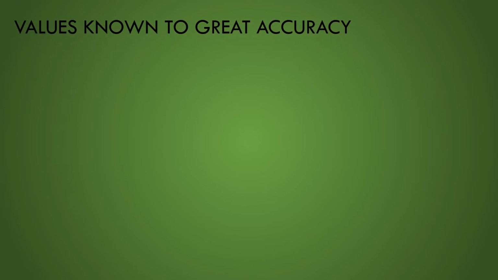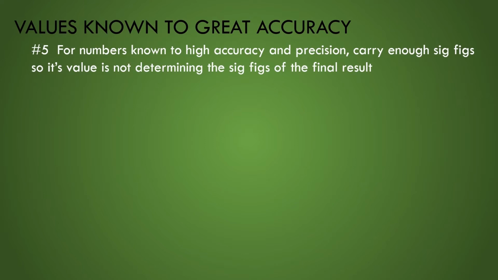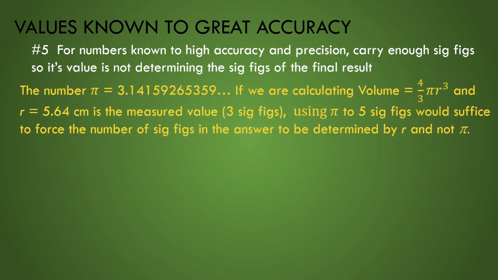There are several scientific constants or conversion factors which are not exact, but are known to a very high degree of accuracy and precision. For numbers known to high precision, we carry enough sig figs so that this value is not the limiting factor in the computations and the value determining the sig figs in the final result. One of the classic examples is the number pi, which can be described by any number of digits. I've shown 12 digits here, but it would be a considerable waste of time to type all those numbers into my calculator every time I wanted to use pi.